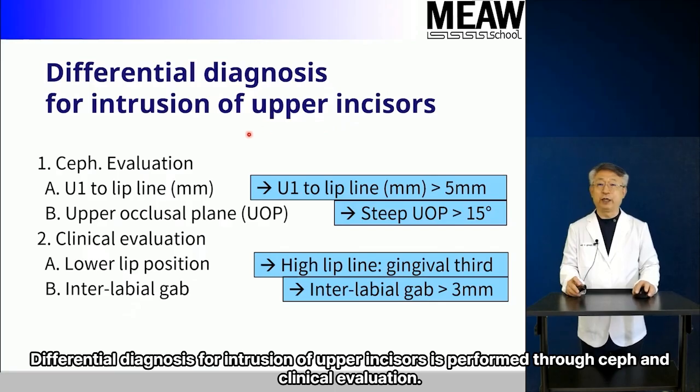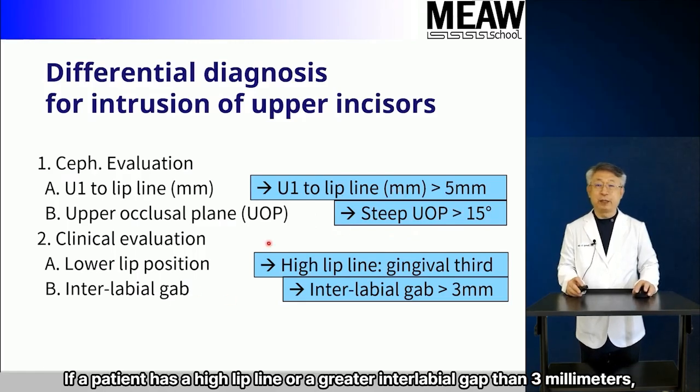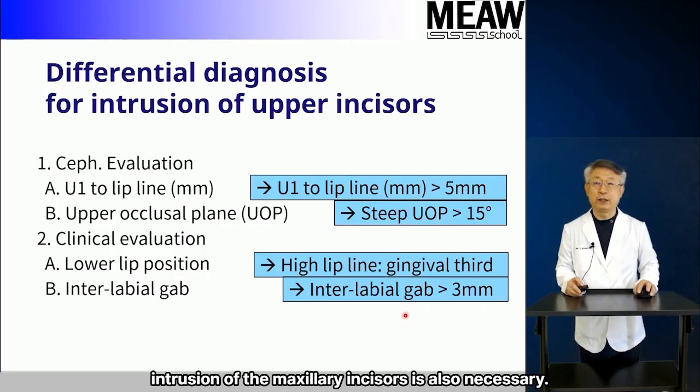Differential diagnosis for intrusion of upper incisors is performed through Ceph and clinical evaluation. If a patient has a longer U1 to lip line than 5 mm and a steep UOP of over 15 degrees in CF evaluation, intrusion of the maxillary incisors is necessary. If a patient has a high lip line or a greater interlabial gap than 3 mm, intrusion of the maxillary incisors is also necessary.